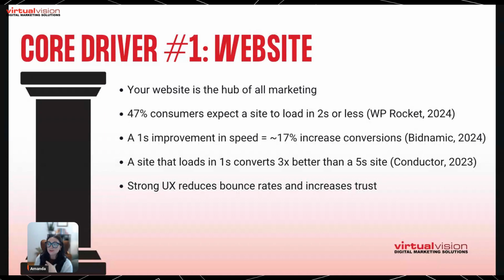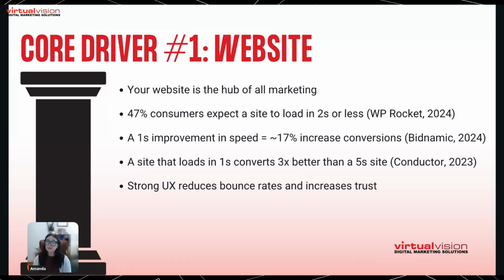Which sounds crazy when you say it out loud, but I am a victim of it as well, looking at a website and going, come on, what is going on here? Why is this not loading? And on top of that, a 1 second improvement in loading speed equals a 17% increase in conversions. 17% means something different for every single business.